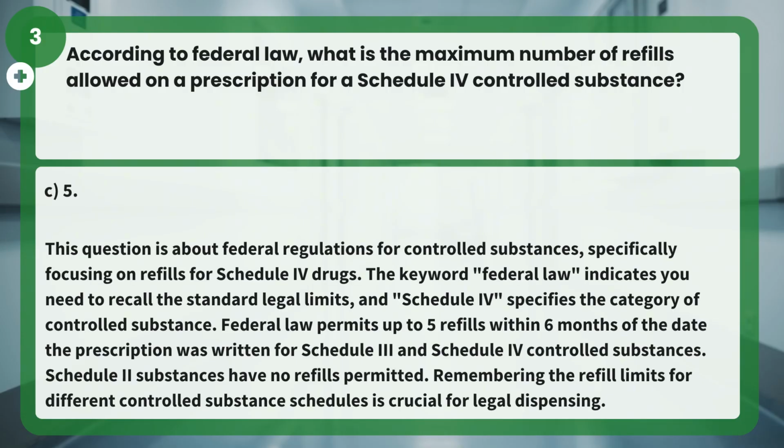Answer: C. 5. This question is about federal regulations for controlled substances, specifically focusing on refills for Schedule IV drugs. The keyword federal law indicates you need to recall the standard legal limits, and Schedule IV specifies the category of controlled substance. Federal law permits up to 5 refills within 6 months of the date the prescription was written for Schedule III and Schedule IV controlled substances. Schedule II substances have no refills permitted. Remembering the refill limits for different controlled substance schedules is crucial for legal dispensing.